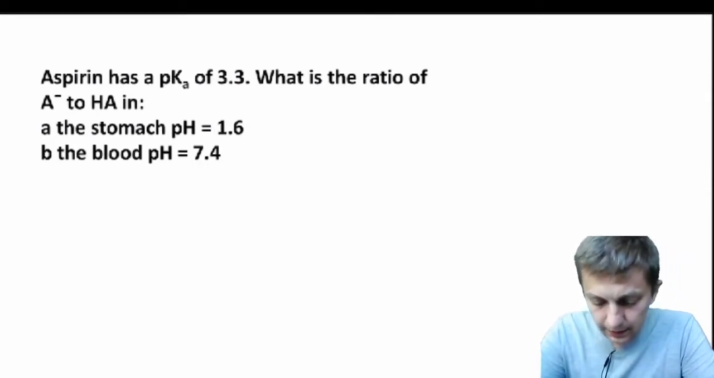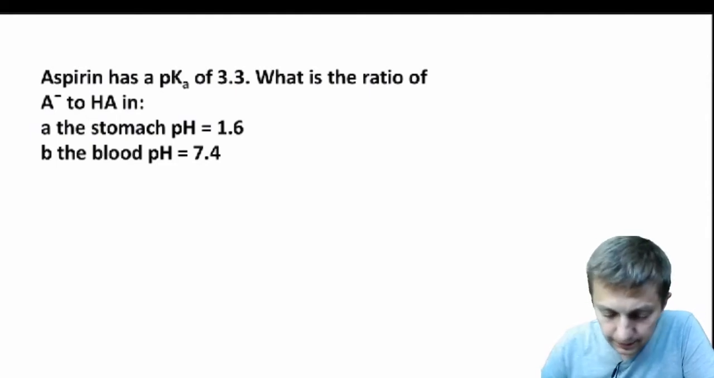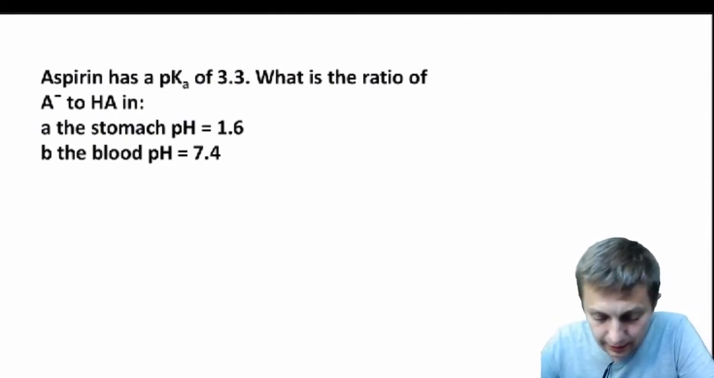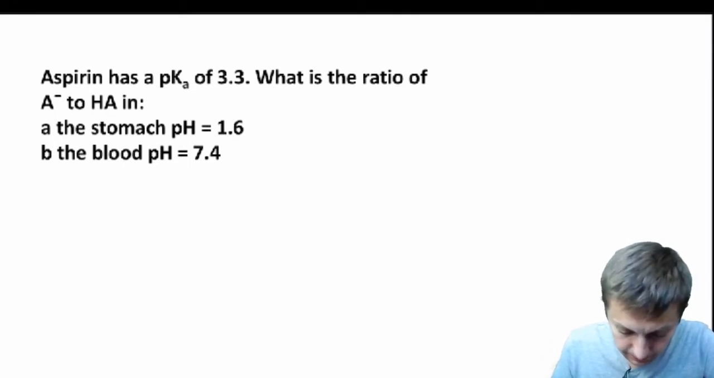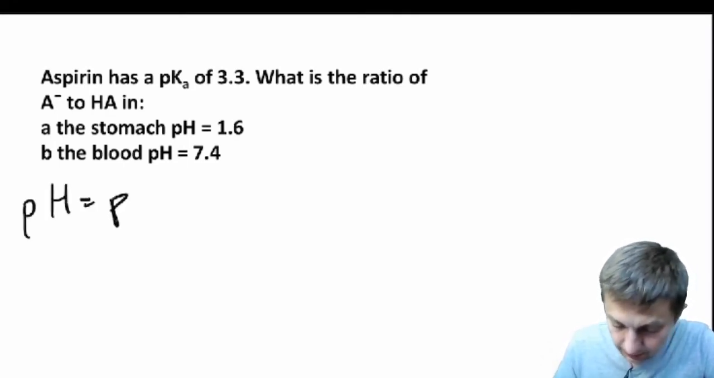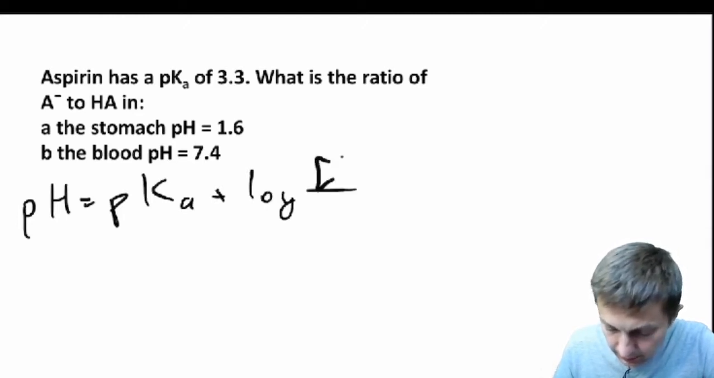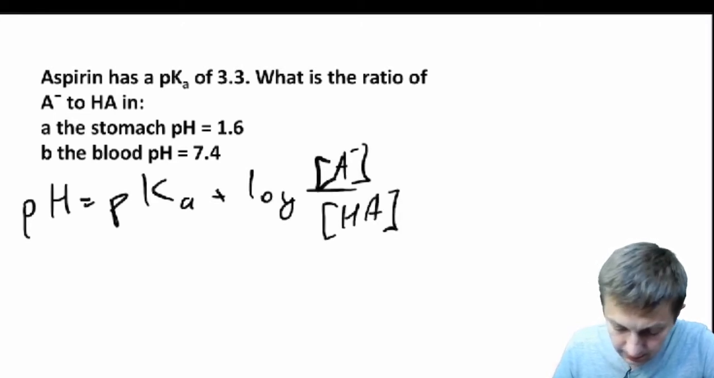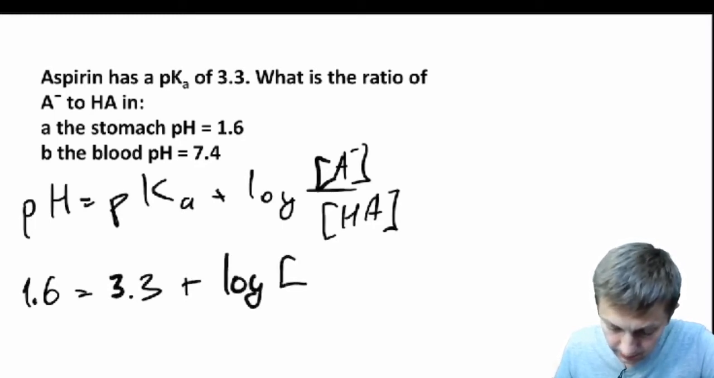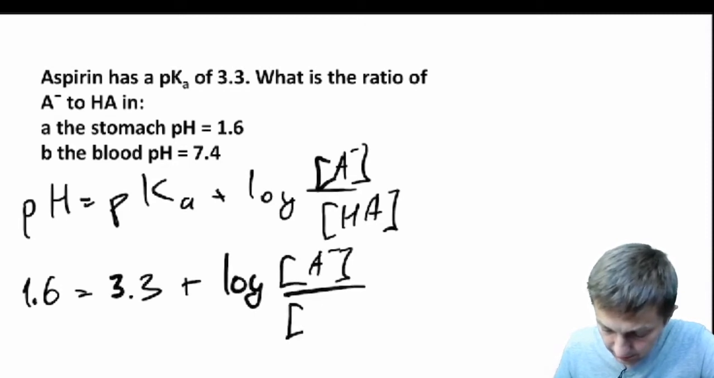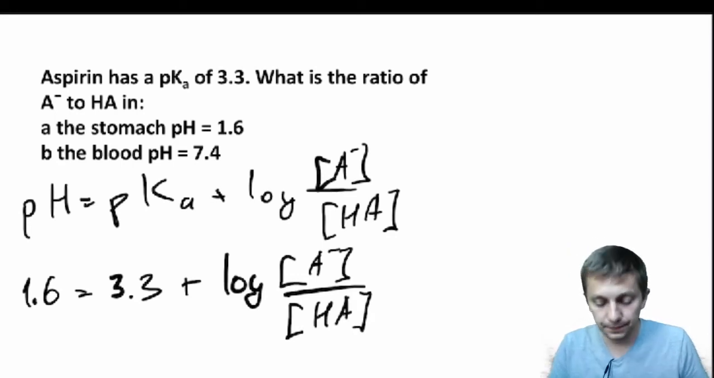So let's solve a more complicated one about pKa. It's more complicated because we need to use the Henderson-Hasselbalch equation, and here there is no given answer, but the principle is the same. At 3.3 there will be equilibrium, but we don't have that. So we must use the Henderson-Hasselbalch equation. pH equals pKa plus log base divided by acid, and 1.6 equals 3.3 plus log A minus divided by HA. So for solving this problem, we need a calculator.